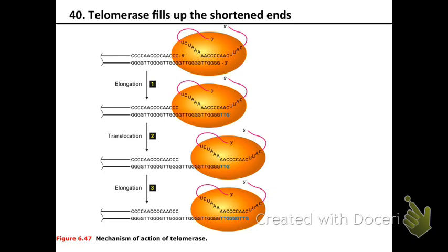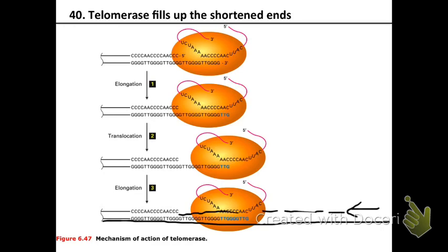And once this strand is increased enough, it can serve as another site for the lagging strand to start with a new primer. And then that's going to fill this in, and you're going to have a longer end. So the telomerase will increase the end of the chromosome. Does that make sense? Any questions?